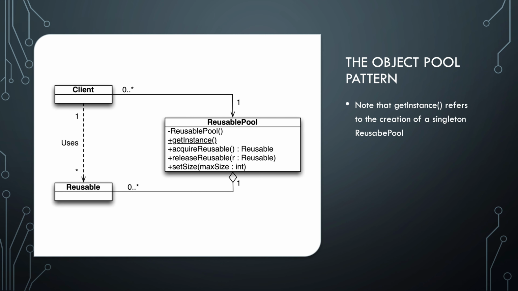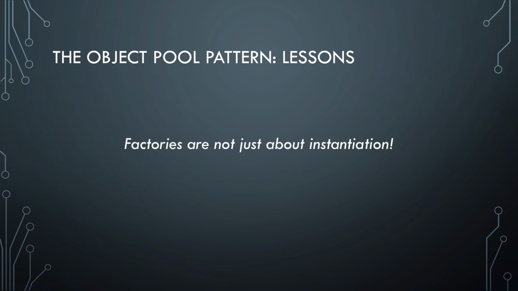The pattern you just saw is called the object pool, or reusable pool. This creational pattern gives you the possibility to have control over how many instances of a certain class are allowed at any point. So as you can see, factories can do much more than simply create an instance of a class.